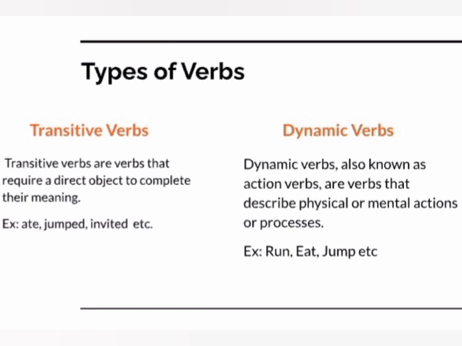Next one is transitive verbs. Transitive verbs are verbs that require a direct object to complete their meaning. They require the direct object for completing the meaning. For example, ate, jumped, and invited.